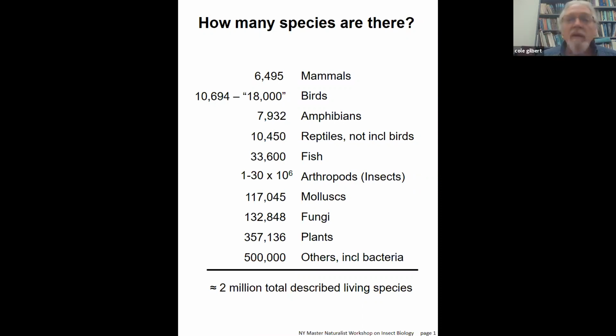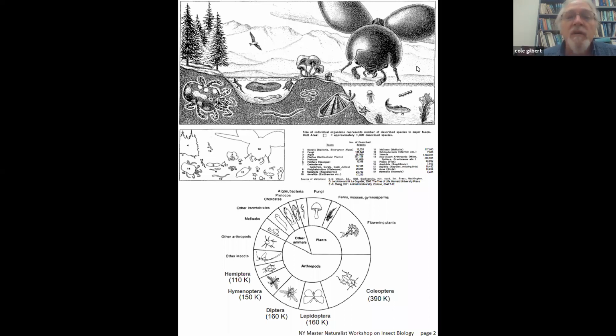There's a nice illustration from an illustrator in our department, Francis Fawcett. It's called a speciescape, with representatives of the different groups of organisms, and the size of the creature represents their proportion of total known species. So I filled in some numbers here, and then here it is in a pie chart, and you can see more than half of the known things are arthropods.